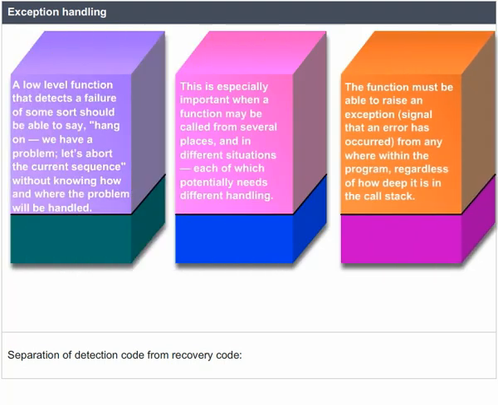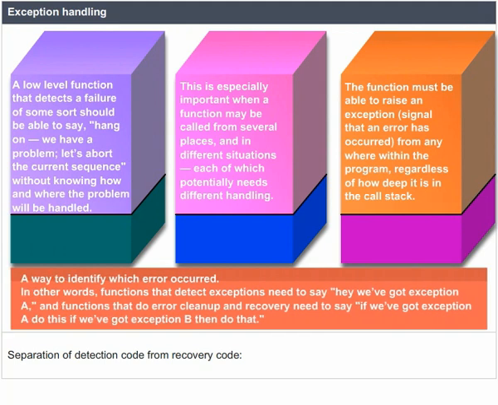The function must be able to raise an exception, signal that an error has occurred from anywhere within the program, regardless of how deep it is in the call stack. A way to identify which error occurred. In other words, functions that detect exceptions need to say, "Hey, we've got exception A," and functions that do error cleanup and recovery need to say, "If you have got exception A, do this. If you have got exception B, then do that."